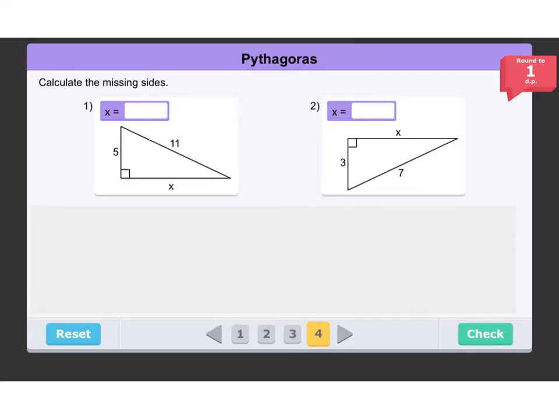Okay, so this one over here, we've already got the hypotenuse. We have the biggest side. So this x is on one of the smaller ones. So remember, to get the square for this one, we have to do the big square, take away the small square.